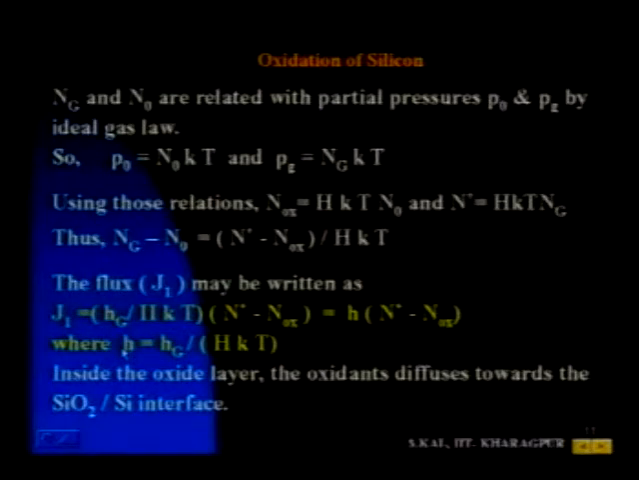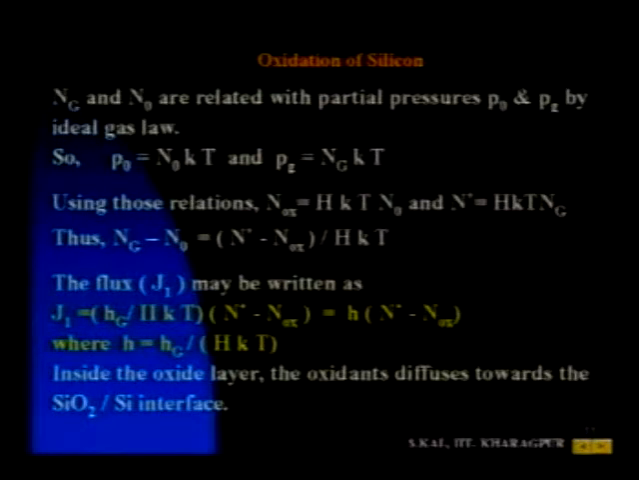Clear? Small hg is the gas phase mass transfer coefficient, and capital H is Henry's law constant. Small k here is the Boltzmann constant and T is the temperature. Inside the oxide layer, the oxidants diffuse towards the SiO2-Si interface. So up to this, J1 is the flux. What is the J1 flux? The flux of the oxidant particles incident on the wafer, that means from gas to the wafer surface.